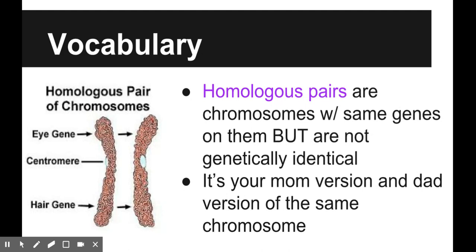Now, an interesting term that we want to add into this is this idea of homologous pairs. So homo as a prefix means same, and logos or loci means location. So a homologous pair means same location. What this essentially means, and where we get that term from, is the idea that we are going to have two copies of a chromosome that has the same exact genetic information in it in the same place, but they are not genetically identical.